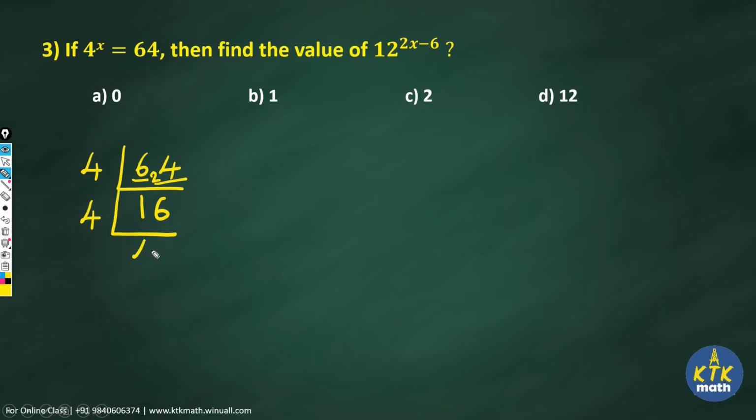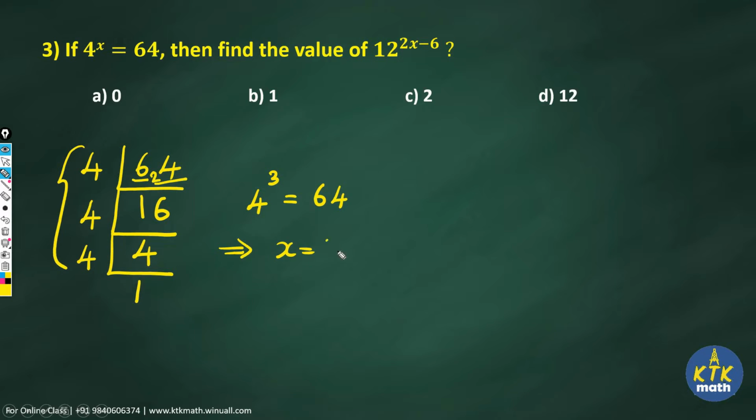Now we just go ahead with one more 4 here. We know that easily 4 4's are 16. Then again take that 4, you are reaching 1. So now how many times have I used 4 here? 3 times, right? So I can write 4 power 3 gives you 64, which means my x value is 3.